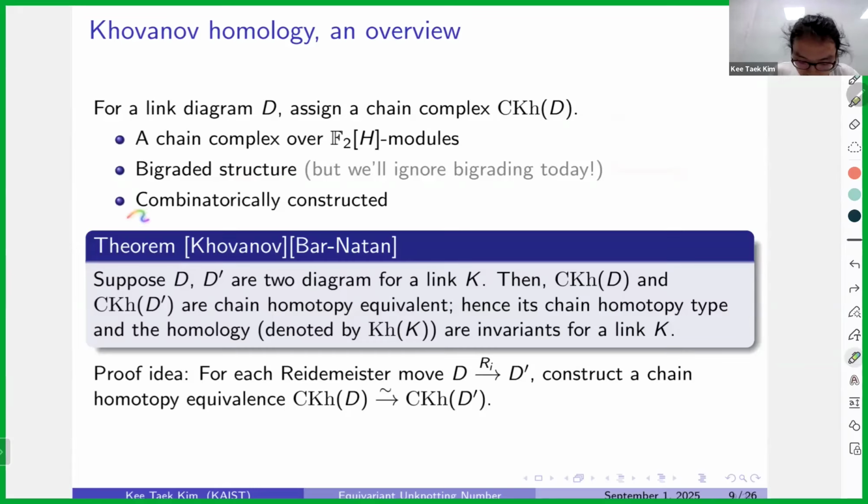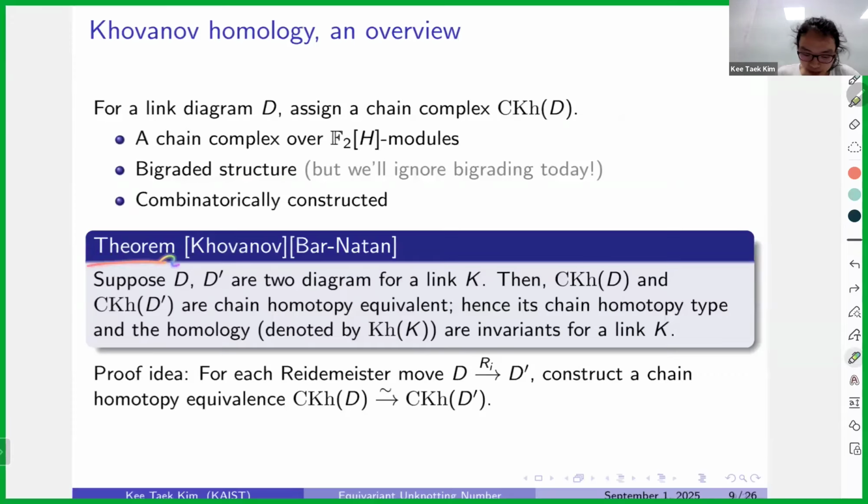And it is constructed in a combinatorial way. So there are some computer programs to compute the Khovanov homology of knots or links. Of course, this gives an invariant for a knot or a link.